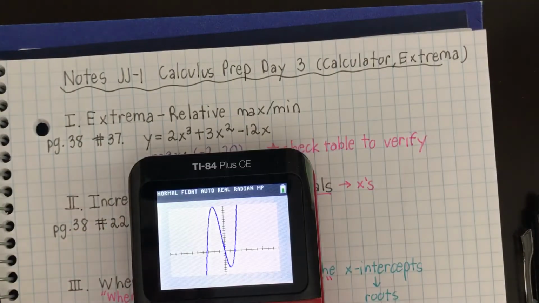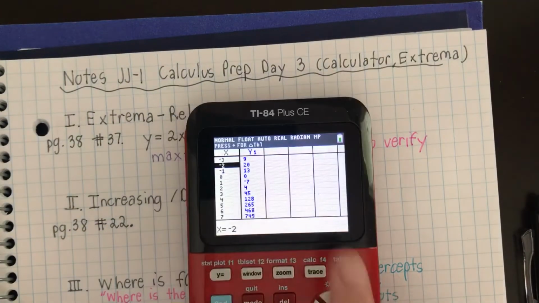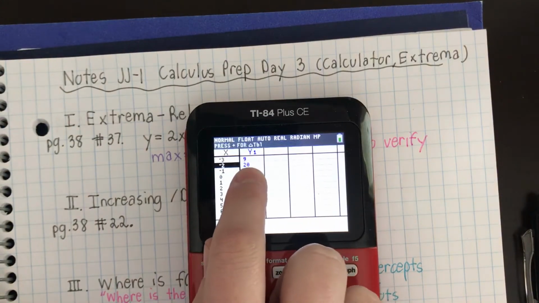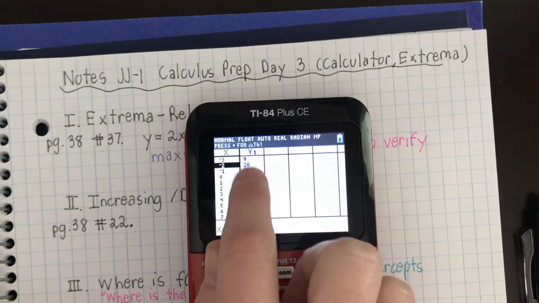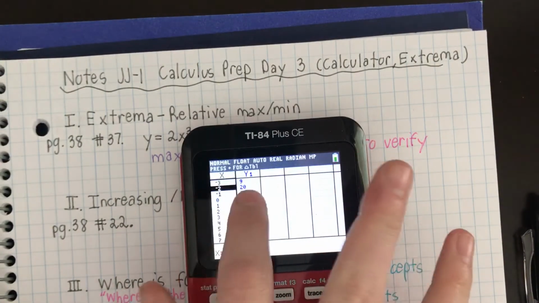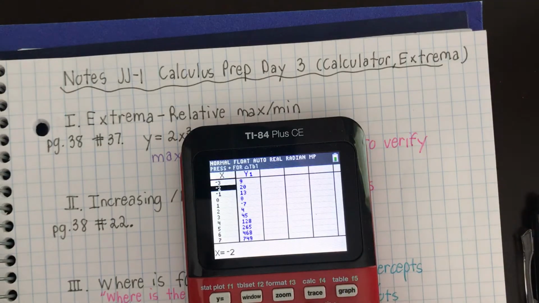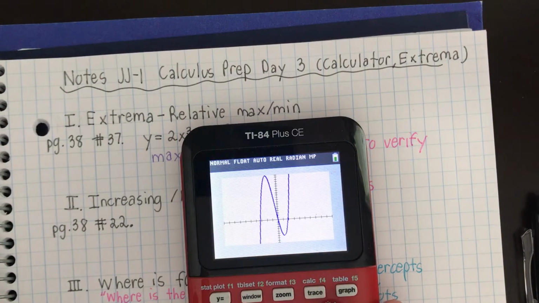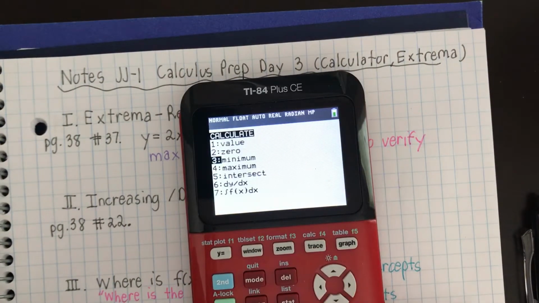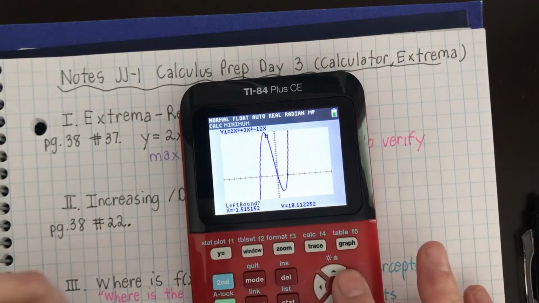Another thing to look at when you're looking at the table is notice the y values on either side of this y value here at 20 are both decreasing. They're both less than 20. Okay, so that indicates to us that that negative 2, 20 is our relative max.